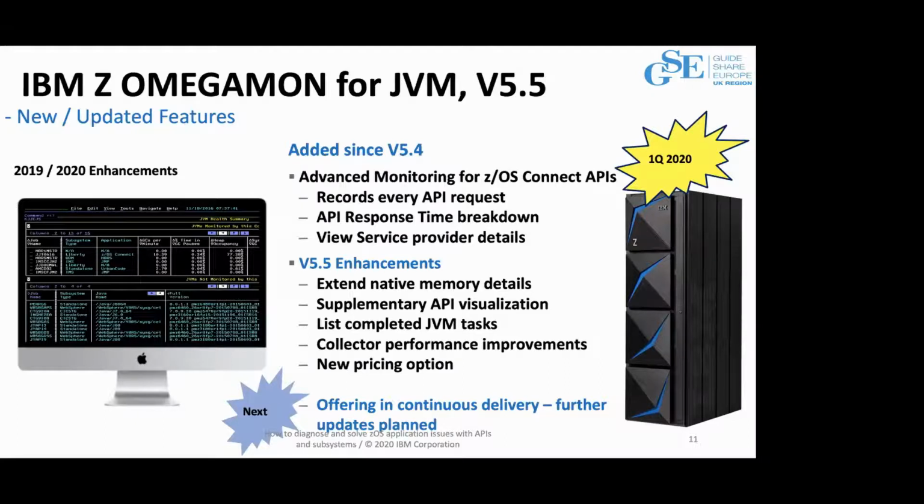We improved collector performance, and I'll give you some indications of what they were. And as I mentioned earlier, we have a new pricing option. Runtime edition is available if you want to start small and add as you grow your JVM estate. We're in a continuous delivery mode, so further updates are planned for OMEGAMON for JVM 5.5, and you will probably see some more PTFs and APARs coming out in the future.